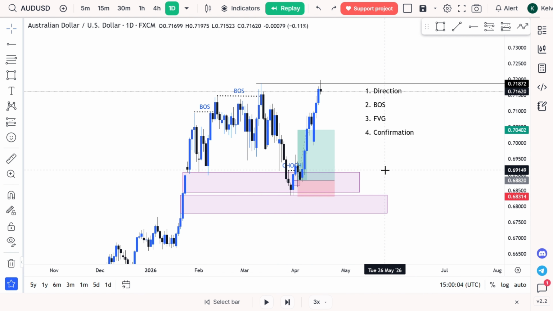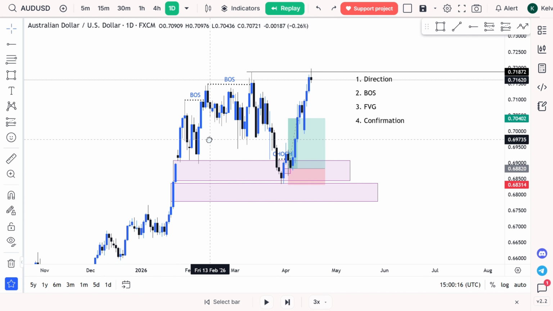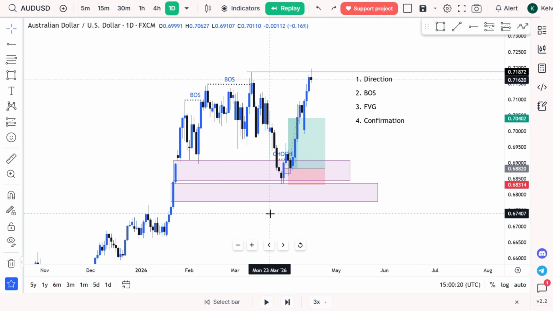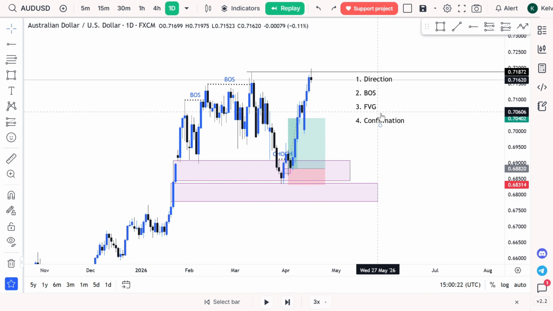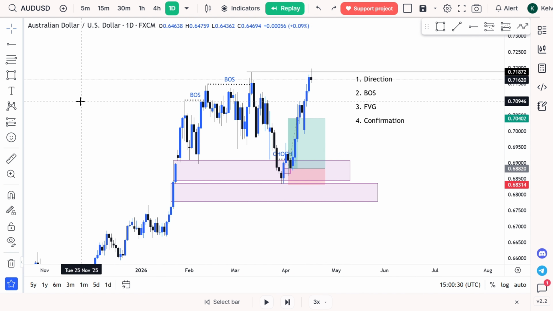Number one, you identify your direction. Number two, you identify a break of structure, which in that case, that low that formed the break of structure will be used as a liquidity. And then you have the fair value gaps, which are going to be your points of interest. And then number four, you have to get your confirmation. Always use a confirmation before any entry. So that is example number one.